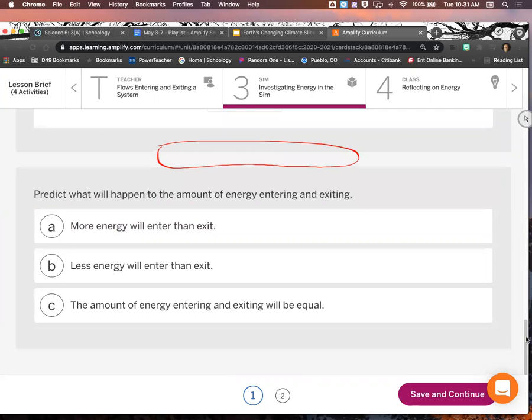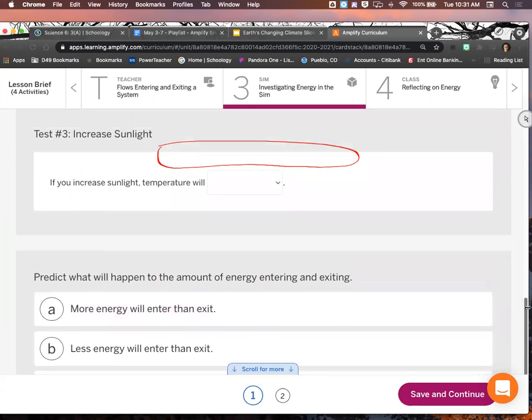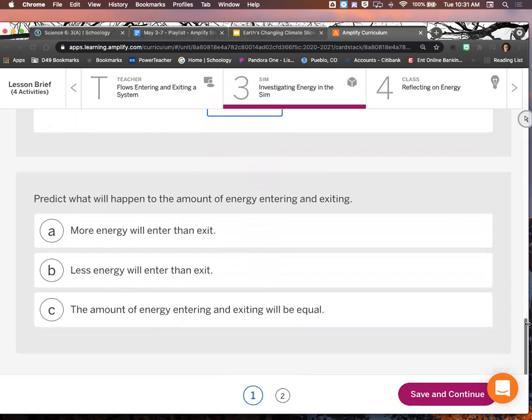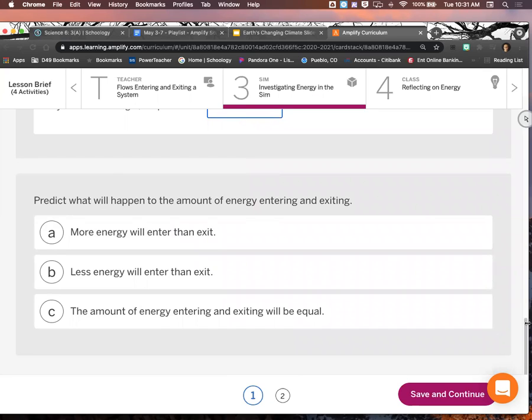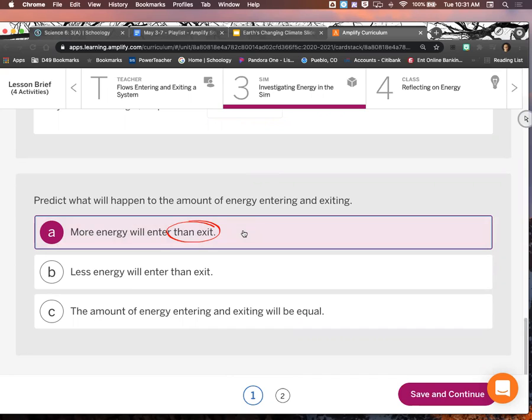And I think we have a third test to predict. If we increase sunlight, temperature will increase. What will happen to the amount of energy? Well, we will get more energy from the sun. There won't be enough of it to leave if the sun's energy increases. Then this will get us more energy entering than exiting.